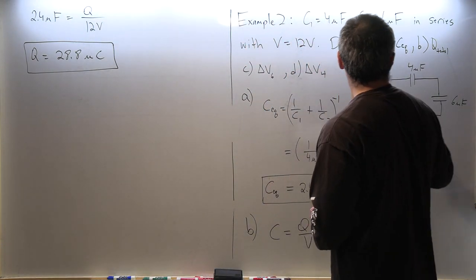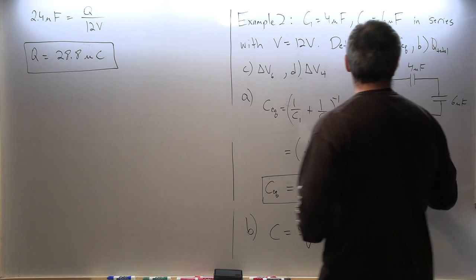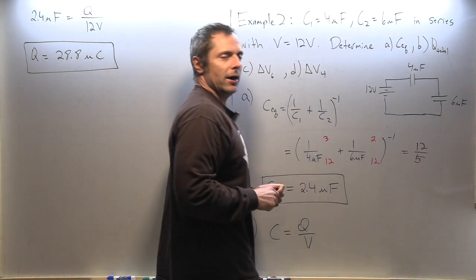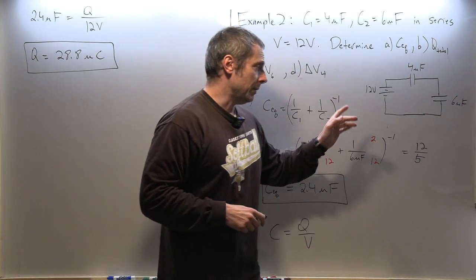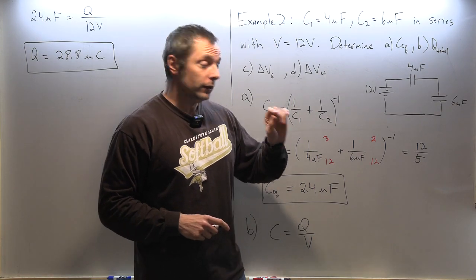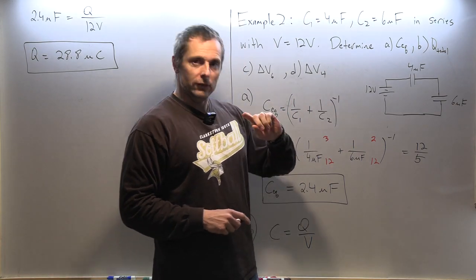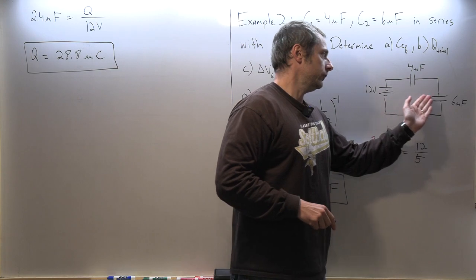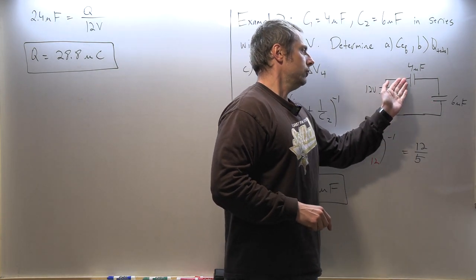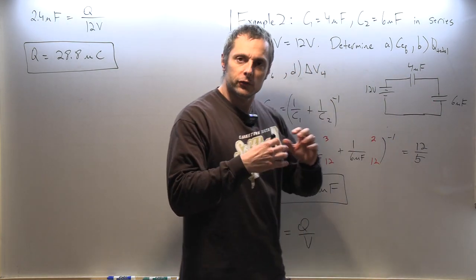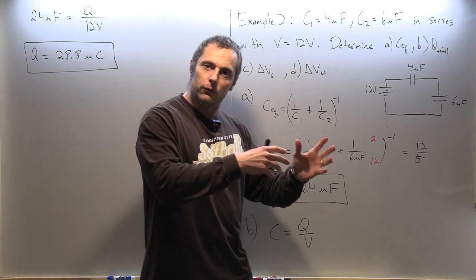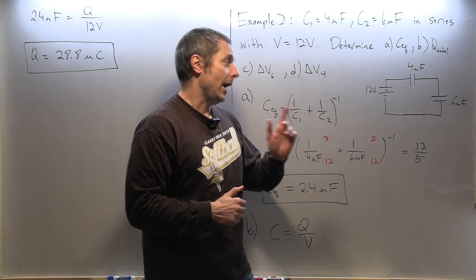Next thing, I want to determine the voltage that this capacitor has on it. Remember, in series, they don't get the full 12. They split it up. Maybe it's 6 volts and 6 volts, maybe it's 2 volts and 10. Some kind of split of 12 from one to the other. How do you find that?